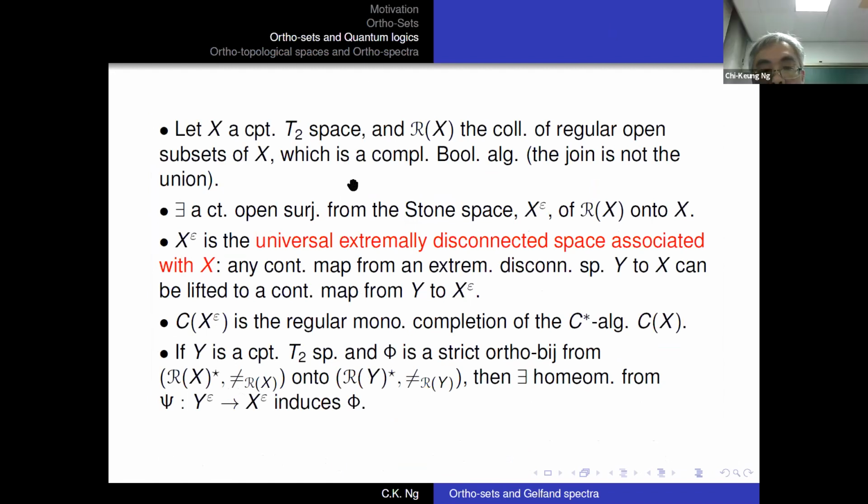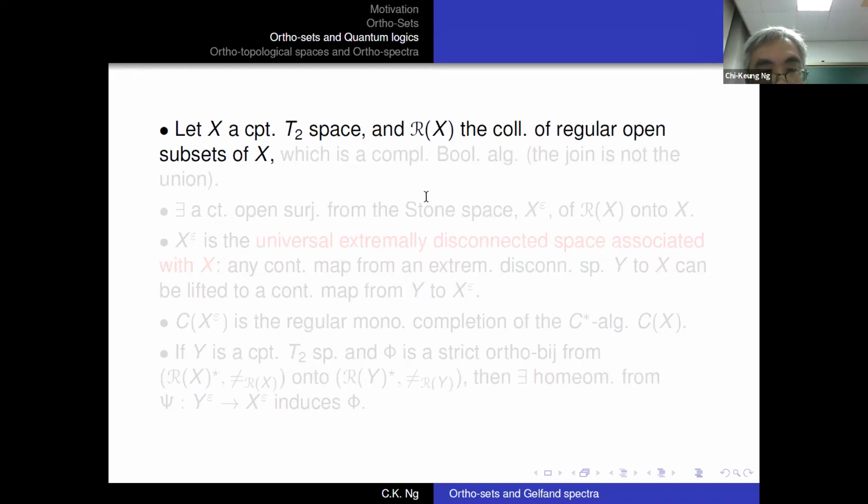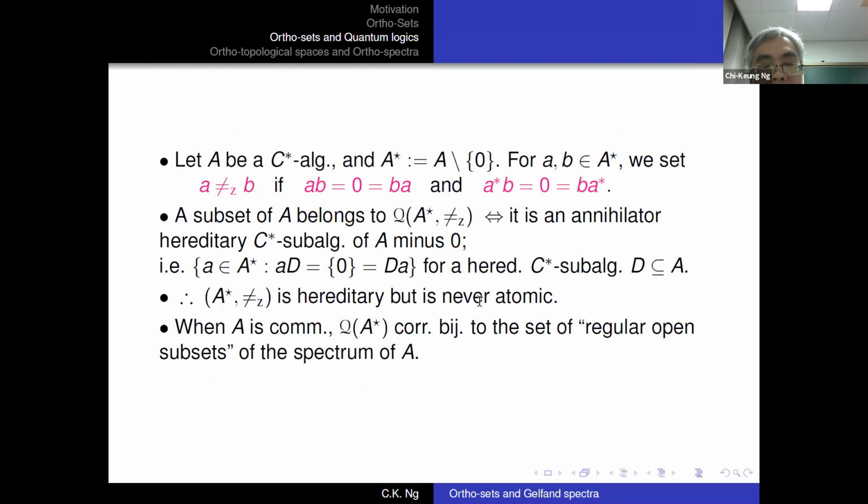Yeah. You mean this example? Regular open subset. I want to see how you get any open subsets out of a C*-algebra in C*-algebraic terms. You had some equalities, AB equals zero, BA equals zero, stuff like this. I think it's a previous slide. This one. Okay. You see, the last point: when A is commutative, Q of A star corresponds bijectively to the set of regular open subsets of the spectrum of A.